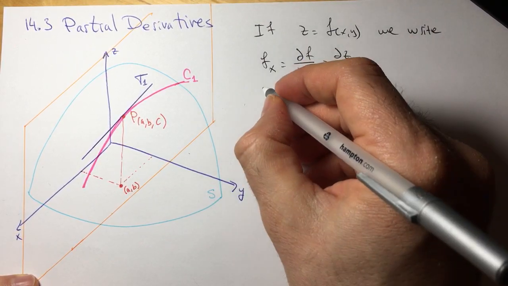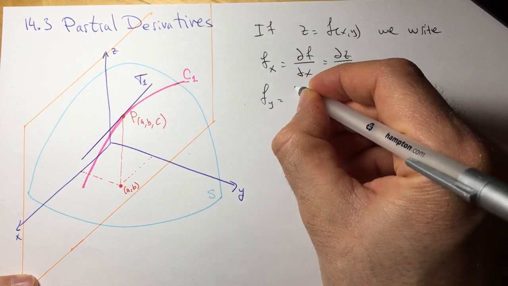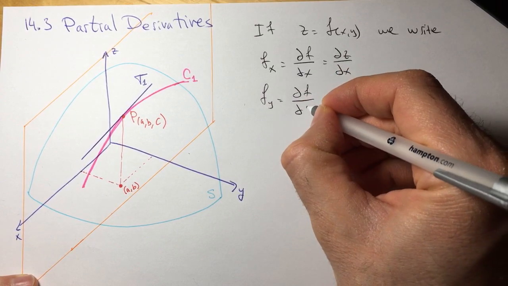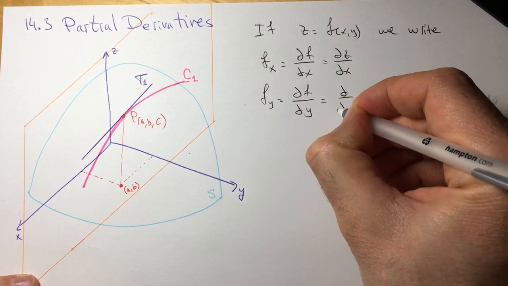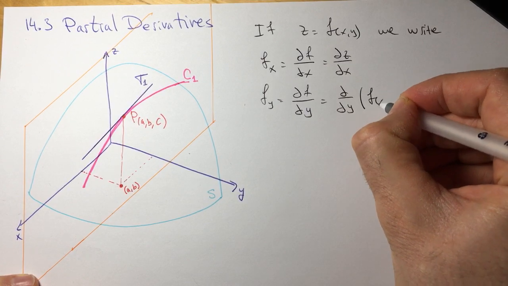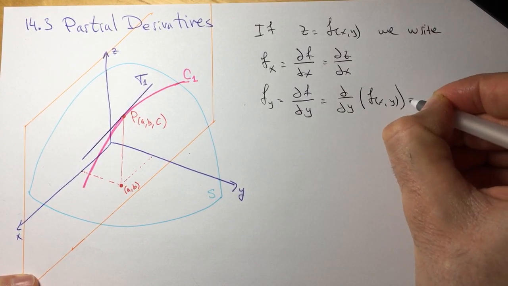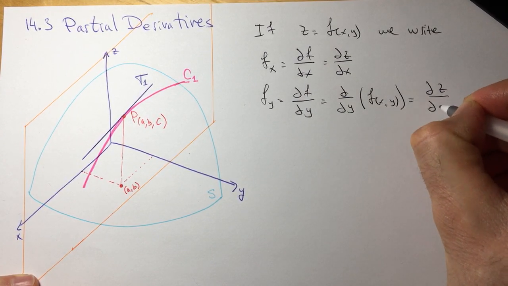And then the partial derivative with respect to y is equal to partial f, partial y, or the partial derivative with respect to y of f of x y, or partial z, partial y.